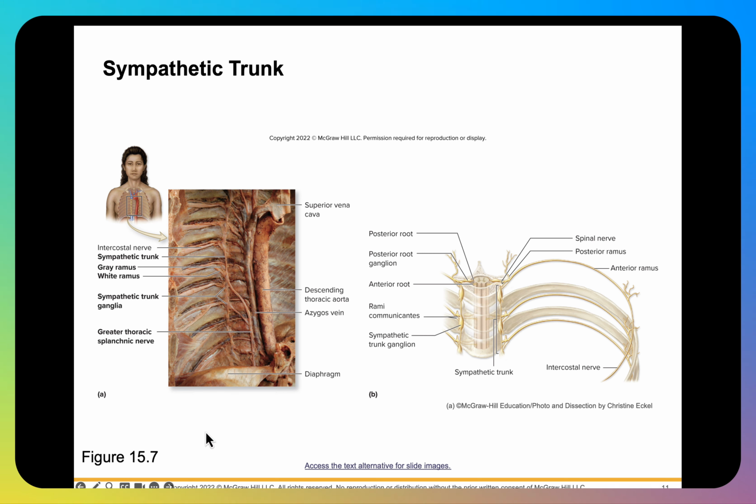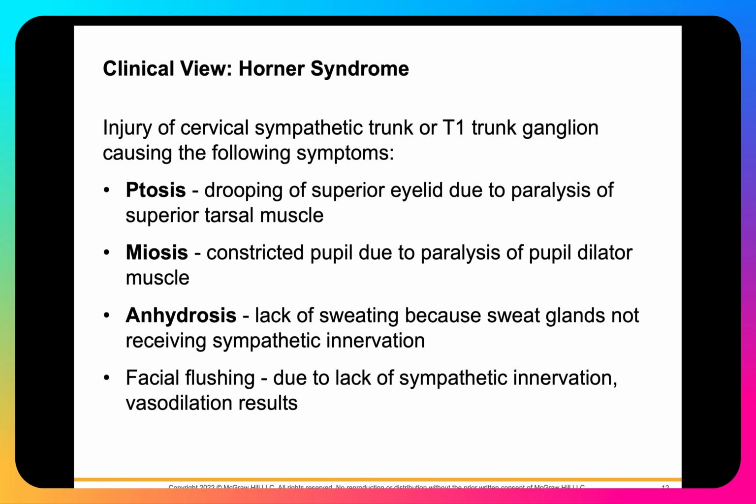Now here we can actually see a cadaver image of the sympathetic chain ganglia for the most part, and we can kind of see the same here in this cartoon image. Now, there are some syndromes out there that are specific to T1, or the sympathetic ganglion, and you may have heard of the condition of ptosis. This is something where we see the drooping superior of the eyelid. Meiosis, that is going to be constricted pupil because the muscles that are responsible for dilating the pupil are paralyzed.